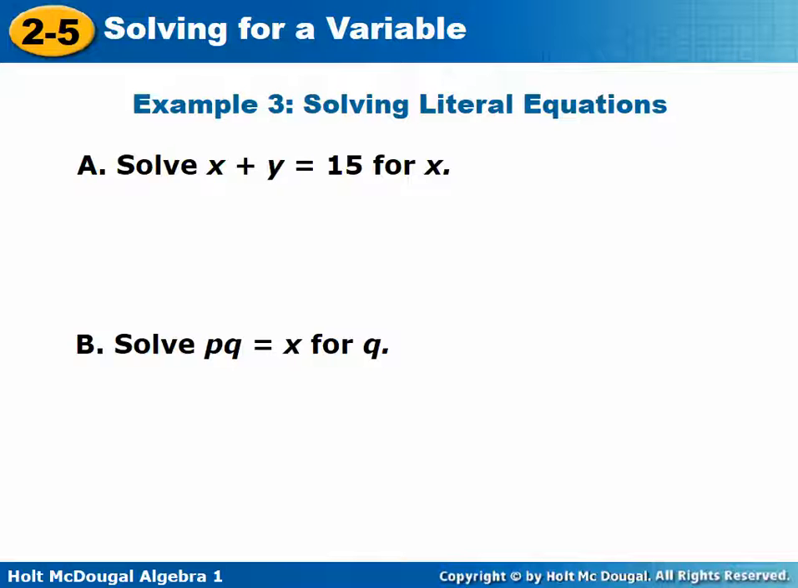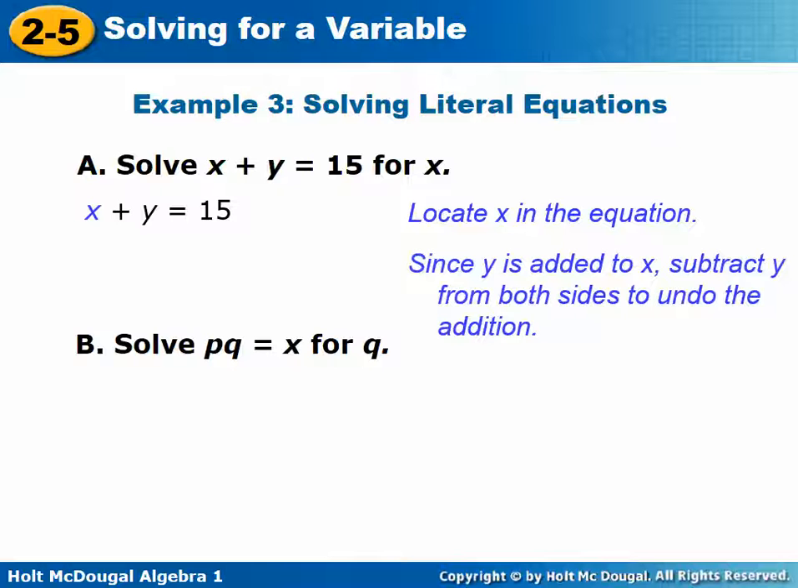So the first one's quite simple. They want you to solve x plus y equals 15 for x. All you have to do is subtract y from both sides. When you do that, remember that those are not like terms, so you just write the minus y at the end or at the beginning if you prefer. So you could either write x equals negative y plus 15, or it would be absolutely correct to write 15 minus y. Either one of those is correct.